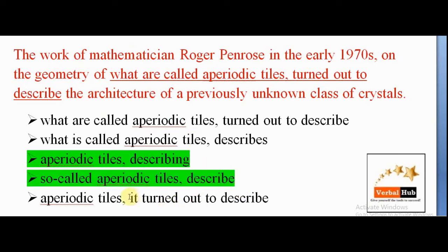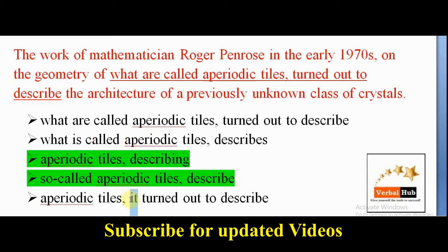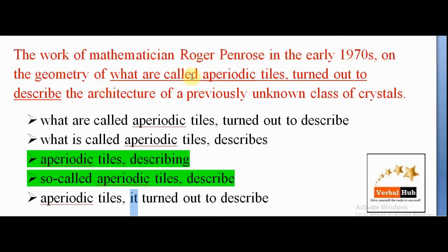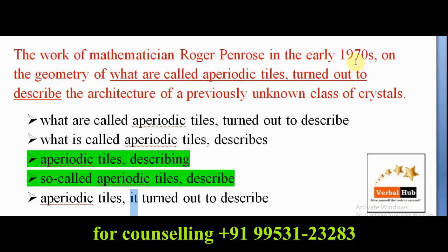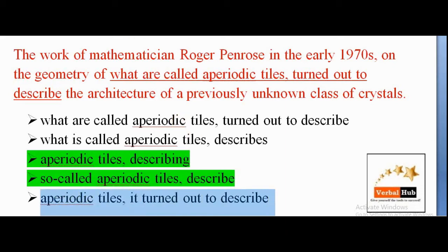Option E incomplete. Why? Because it means now we are starting a new clause. So we haven't completed the previous clause and started a new one. What if we start the clause from here? It means the work of mathematician Roger Penrose in the early 1970s and on the geometry of what are called aperiodic tiles will be a modifier for it, and that is incorrect. Actually, on the geometry of what are called aperiodic tiles is a modifier for that 1970s Penrose. All right. So usage of it and usage of a new clause is incorrect, and that is why option E out.